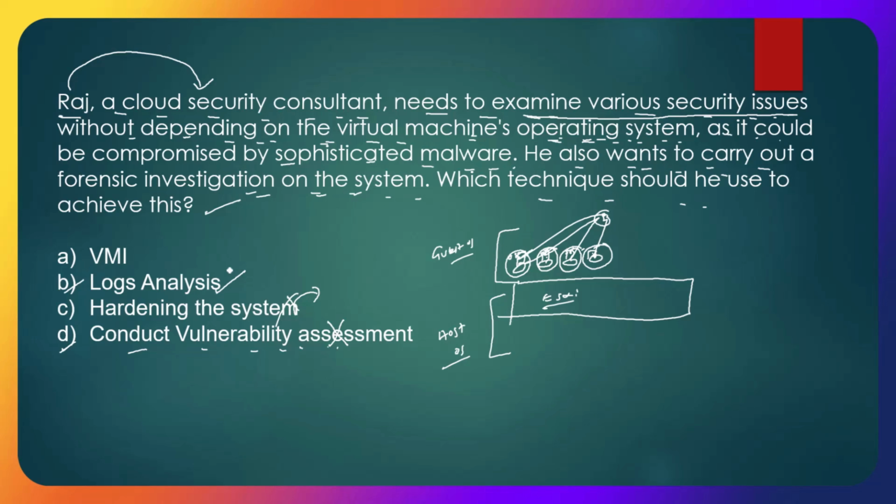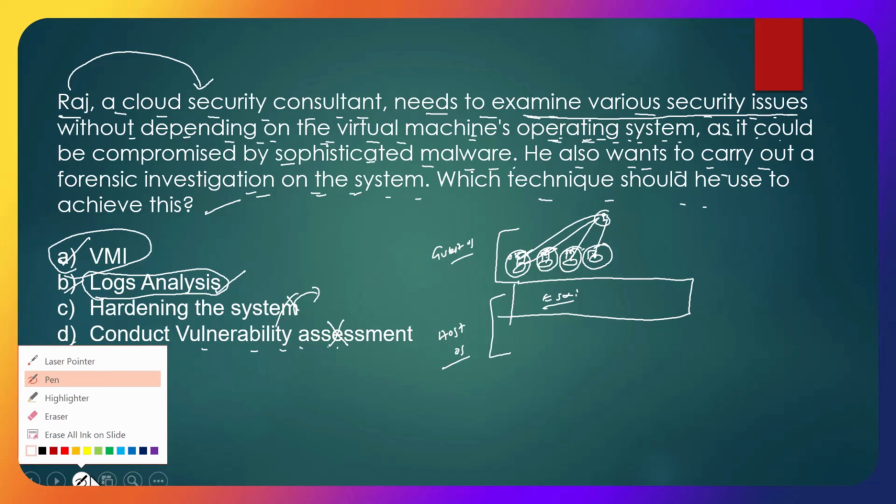Log analysis. By collecting the logs, we can analyze the logs. That's kind of a good option. But we also have to check option A as well. VMI, virtual machine introspection. If you take log analysis, even for collecting the logs, we have to connect to that particular VM, the guest OS, and configure things. But you can see option A, which is called VMI, virtual machine introspection. What is it?